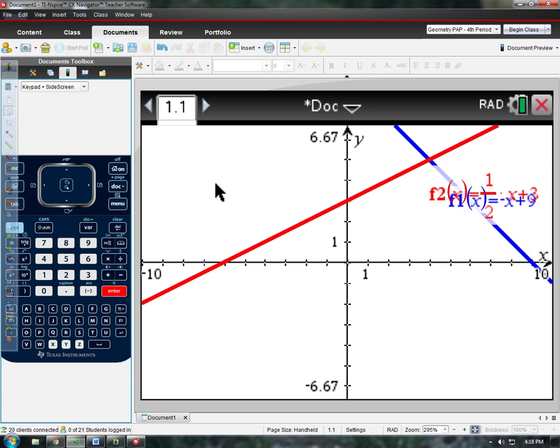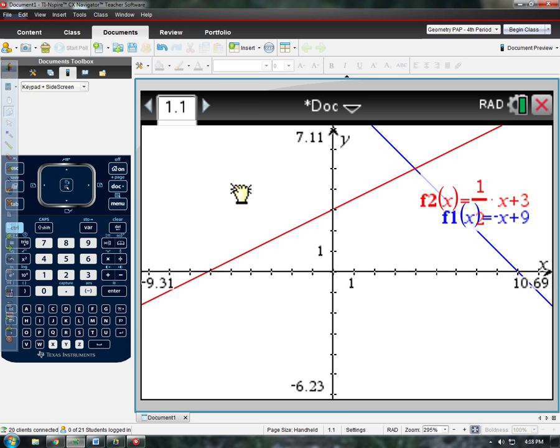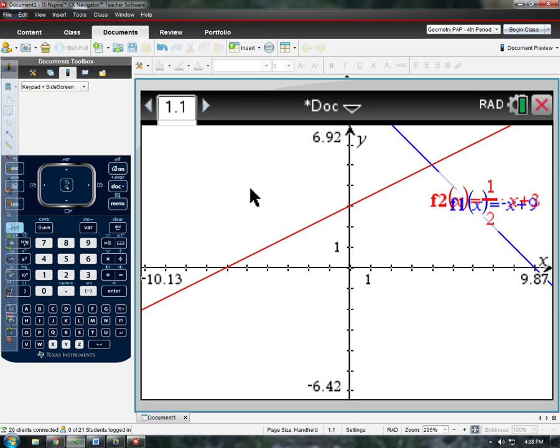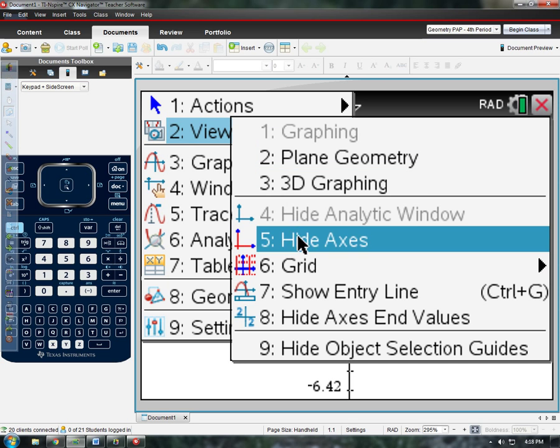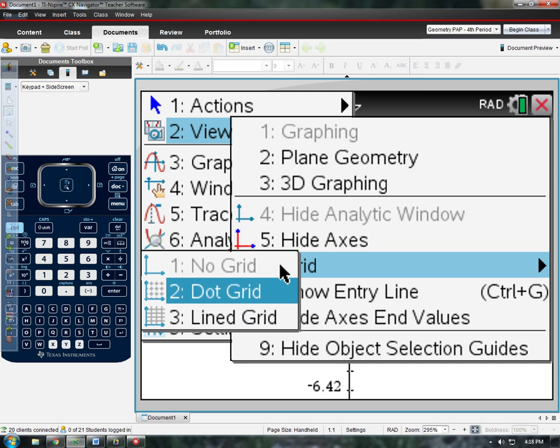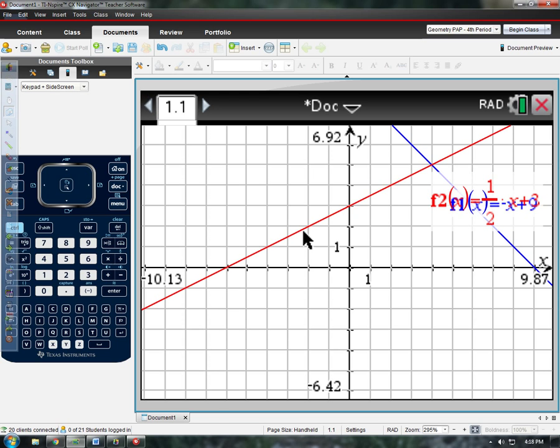And if you need to scoot your screen around, if you push and hold, it'll let you grab it. Okay. If I want to put the grid on there, I'm going to go to View, add a grid, and we want a lined grid. Now I can see where the pretty points are and plot those points on my graph. And we can see there that it crosses right there. Okay? So that's solving it by graphing.